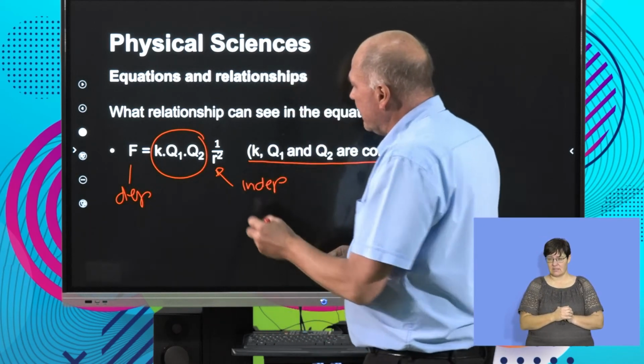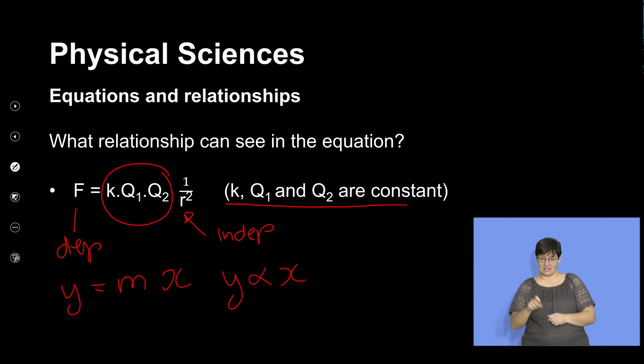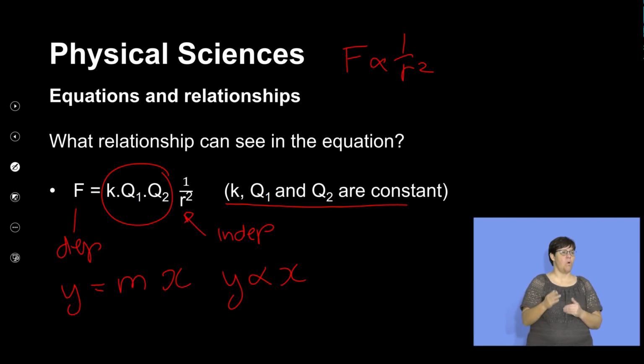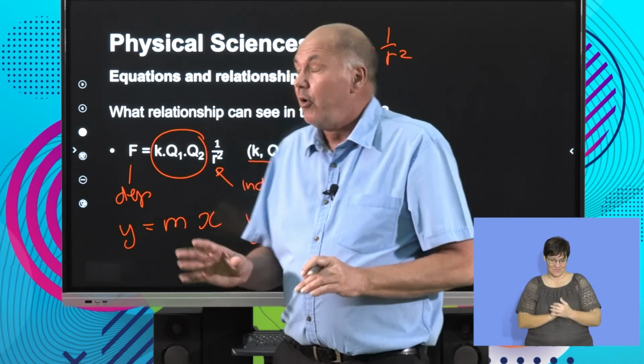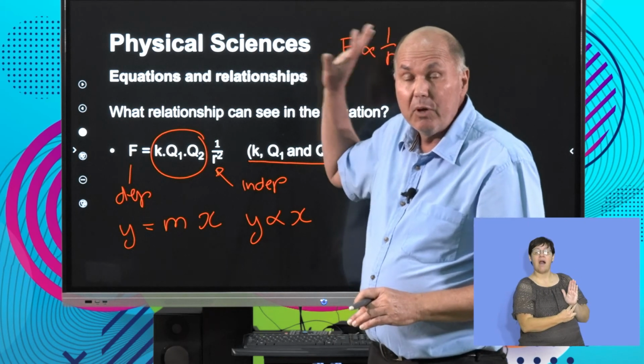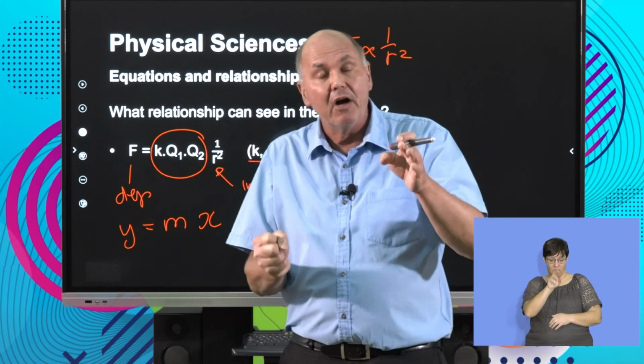Well, when you've got things in the form y equals m x, where m stands for the constant, then we can say y is directly proportional to x. Which means that F is directly proportional to 1 over r squared. I want you to take a note of that: F is directly proportional to 1 over r squared. This is no longer a squared relationship. It's known as an inverse square relationship. By looking at the graph, we will be able to tell whether it's an inverse square relationship if we plot 1 over r squared against F.